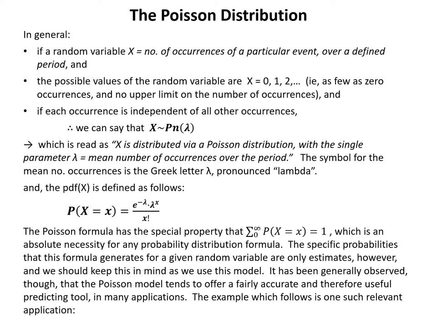So the specific probabilities that this formula generates for a given random variable are only estimates, of course, and we should keep this in mind as we use the model. Remember that we're using historical data and feeding it into this mathematical model. It has been generally observed, though, that the Poisson model tends to offer a fairly accurate and therefore useful predicting tool in many practical applications. The example which follows is one such relevant application.